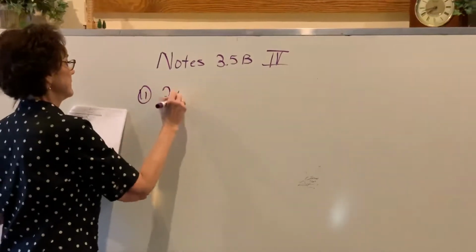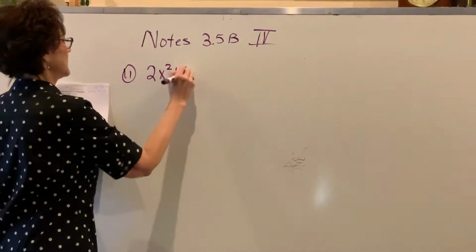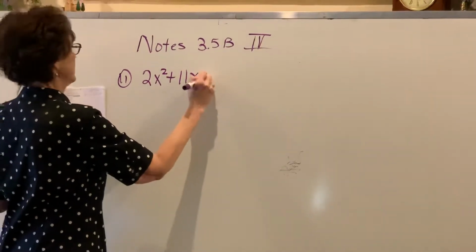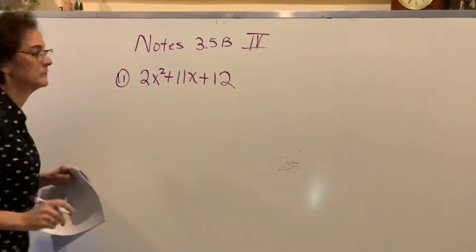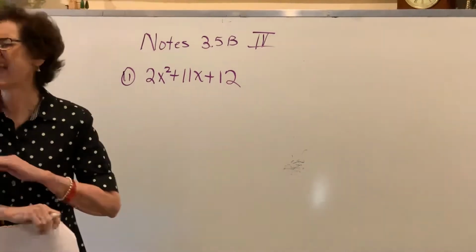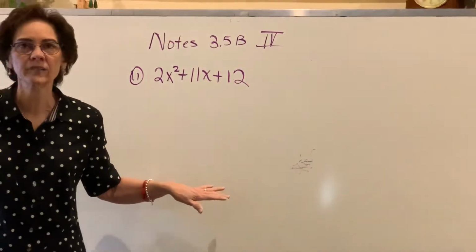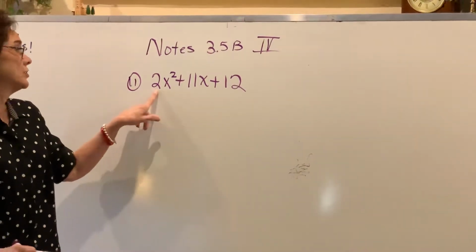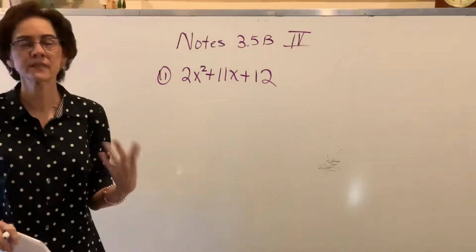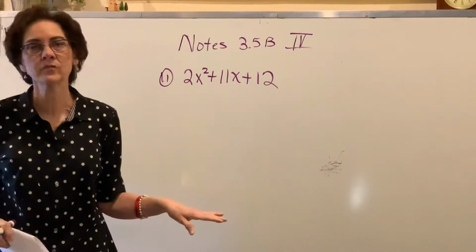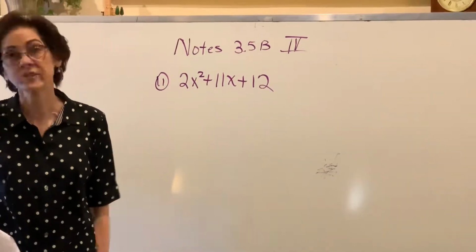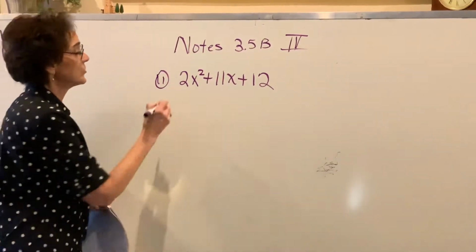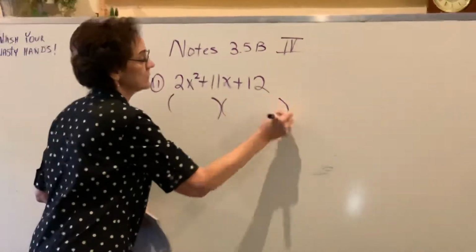2x squared plus 11x plus 12. Okay, the first thing you do every single time you want to factor is see if there's a greatest common factor. Is there a GCF? 2, 11, and 12. Is there a number that goes into all 3 of those numbers other than 1? There's not. So that means you're ready to backwards FOIL.